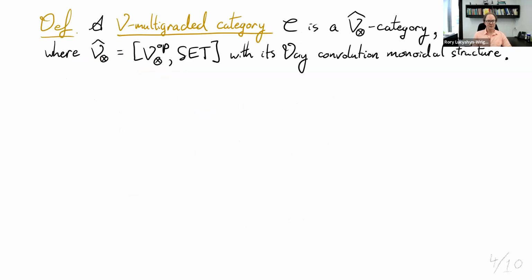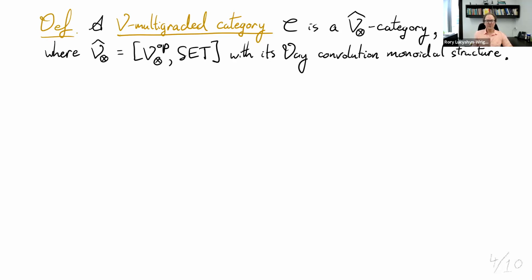Generalizing V categories, as I mentioned, we'll introduce the following concept. A V multi-graded category C, so these will be a kind of generalized V-enriched categories. By definition, we'll define this to be a V-tensor-hat enriched category, where this V-tensor-hat is the presheaf category, V-tensor op to Set. So the presheaf category on V-tensor, recalling that V-tensor is the symmetric monoidal envelope of V. And we'll equip this presheaf category with its Day convolution monoidal structure.